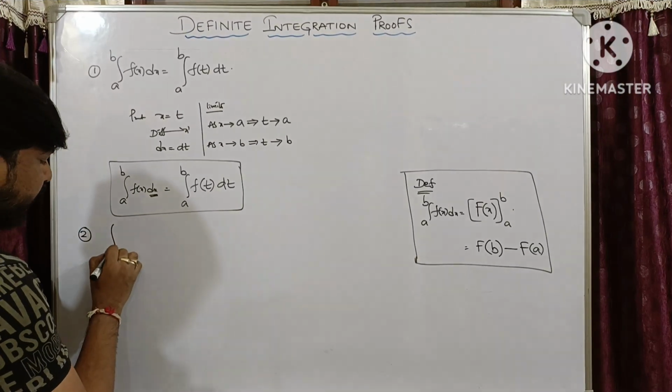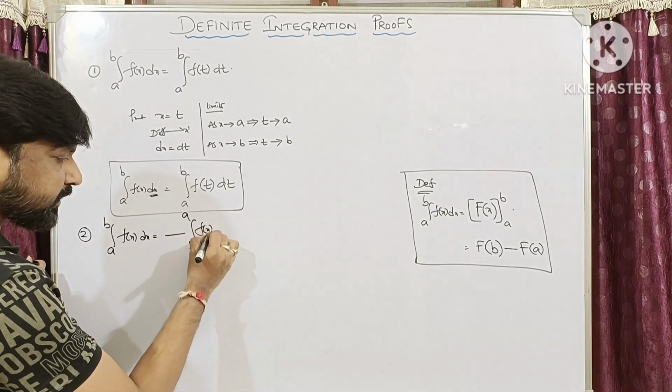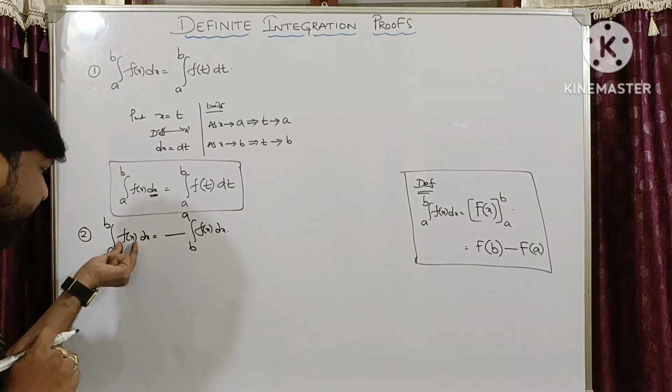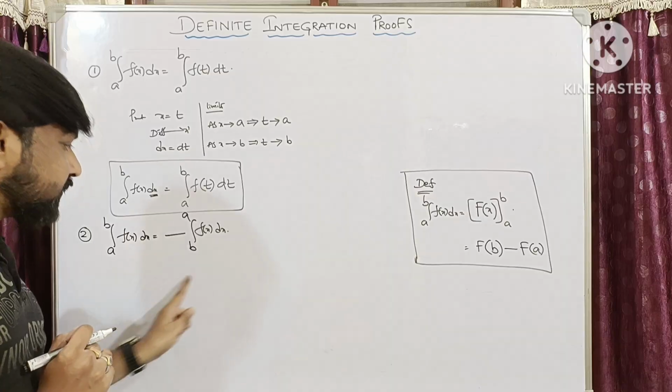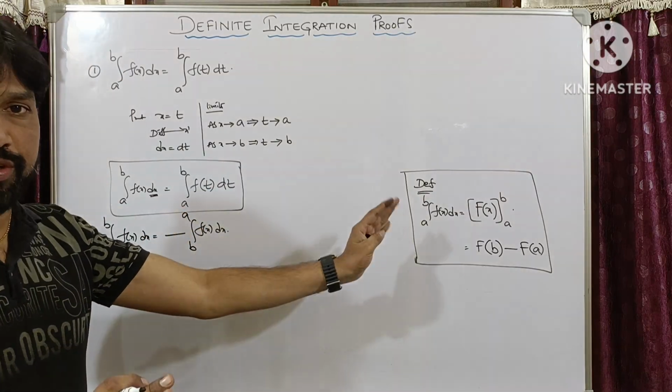Let us move to integral a to b f of x dx is equal to minus integral b to a f of x dx. Isn't it? If you see very clearly, this is f of x and this is also f of x. Both are same, means it is not by using the substitution method. This is only possible by using the definition. So how can you apply the definition?